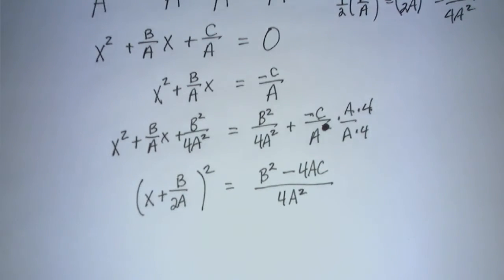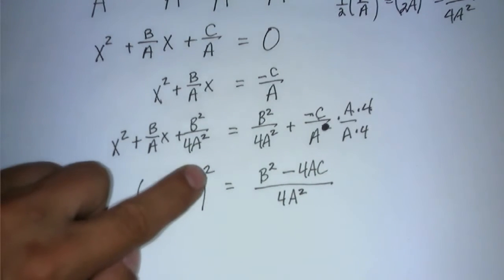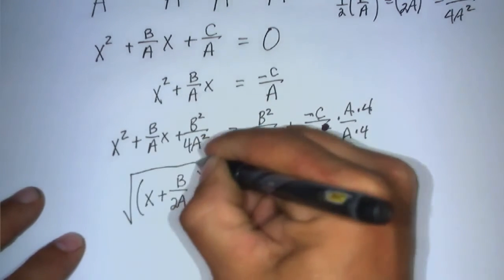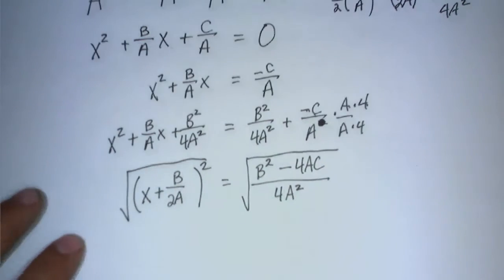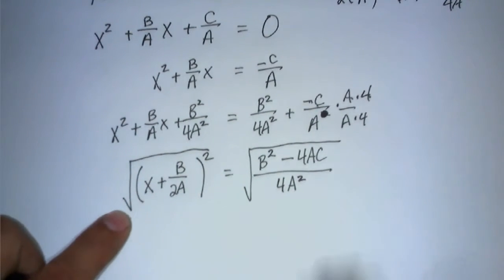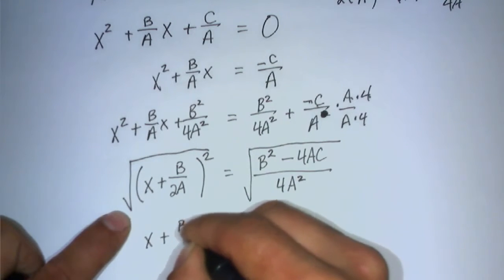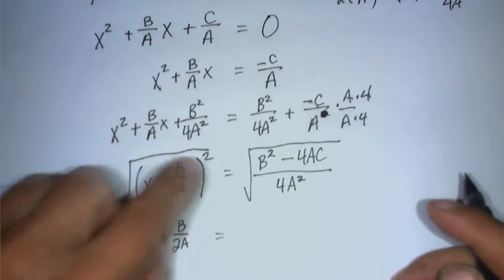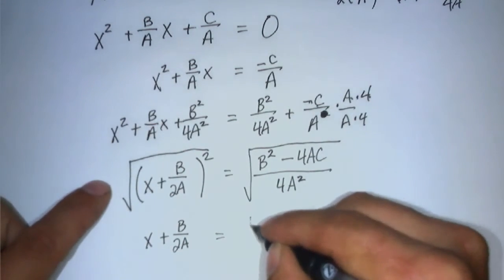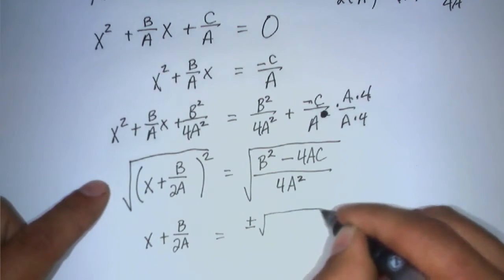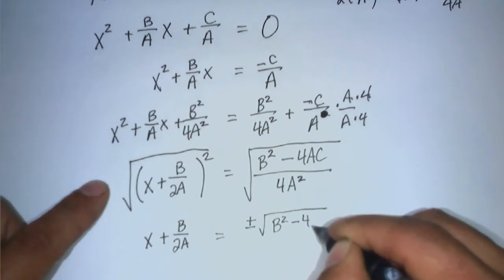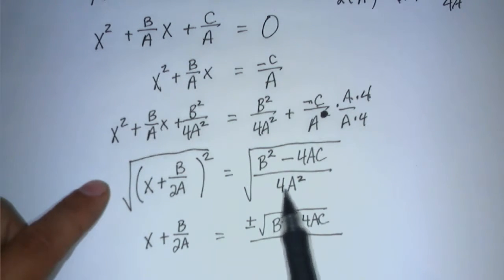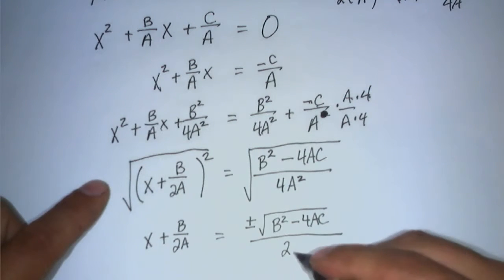Okay, so what's the next step? Well, we need to solve for x. So the first thing we need to do is undo this square. To do that, we take the square root of both sides. The square root of this side has a variable, so we're going to call this x plus b over 2a, because the square root of a square is just what's inside there. What's on this side? Well, in the numerator, we're going to have plus or minus the square root of b squared minus 4ac. And what's in the denominator? Well, both of these are perfect squares. The square root of 4 is 2, and the square root of a squared is a.